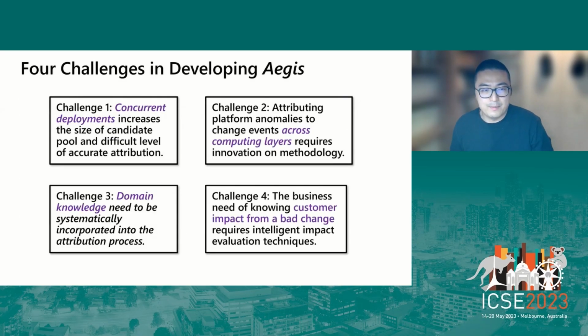So we encountered mainly four technical challenges in developing AGIS. These challenges range from proper handling of concurrent deployments, to cross-computing-layer attribution, to effective ways of ingesting domain knowledge into the decision-making process. In the next few slides, we'll go through these challenges and our solution for each one of them.